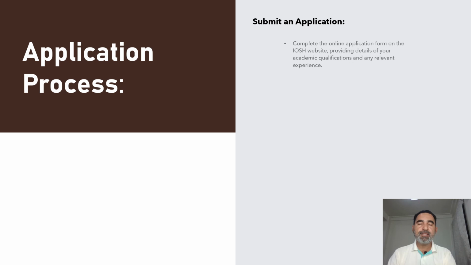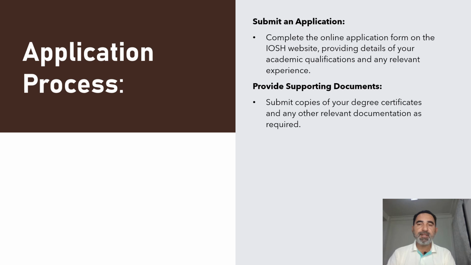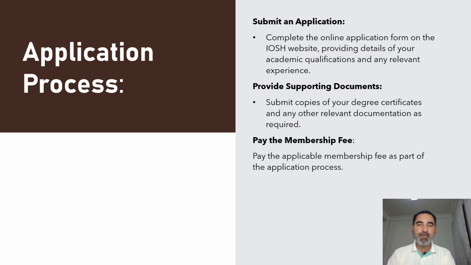Application process. Complete the online application form on the IOSH website, providing details of your academic qualifications and any relevant experience. Supporting documents: submit copies of your degree, certificates, and any other relevant documents as required. Pay membership fees as part of the application process. From affiliate you can directly request for grad member, and then from grad you can directly request for chartered member. There are certain fees which you have to pay.